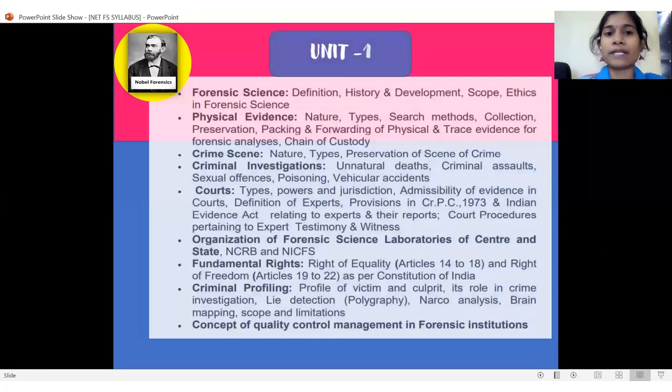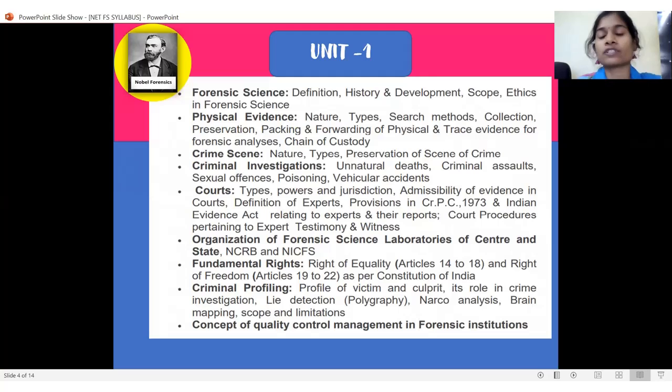Unit 1 covers the basics of forensic science and the major things in forensic science. The very first topic is forensic science definition, history, development, and ethics related to forensic science. Forensic science is simply the application of science to the law, meaning the application of scientific methods and principles to the legal system to solve problems related to it. The term forensic is taken from the Latin word forensis, which means belonging to the courts of justice.